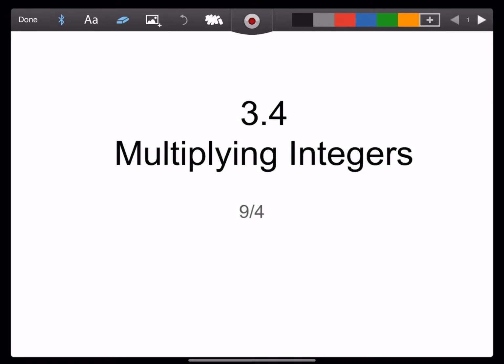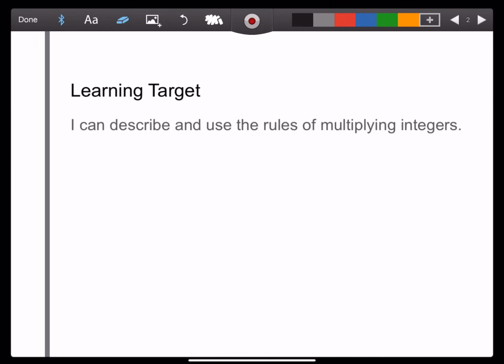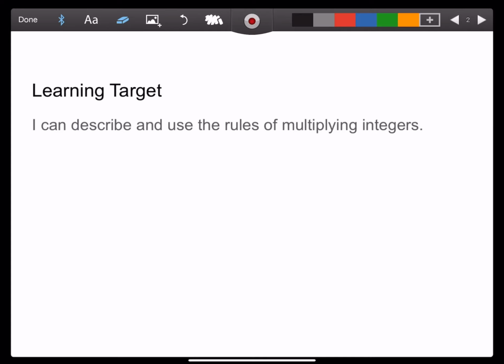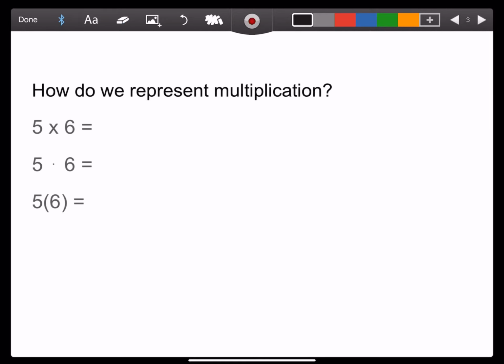6.4 Multiplying Integers. So our learning target, what you're going to be able to do, is describe and use the rules of multiplying integers. How do we represent multiplication?